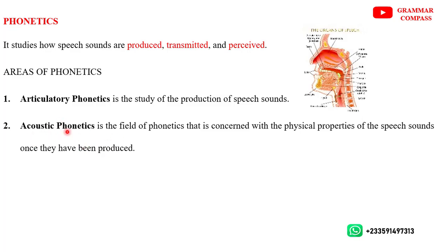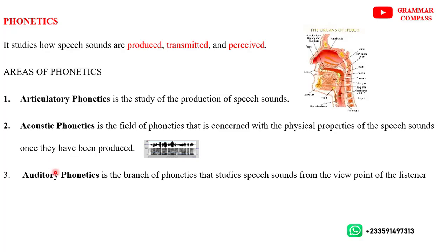When we delve into acoustic phonetics, you would understand that this is more of physics. The third area of phonetics is what is called auditory phonetics. This is the branch of phonetics that studies speech sounds from the viewpoint of the listener. So finally, this one looks at sound from the listener's point of view. It studies how our ears receive the sound and how our brain processes and interprets it.